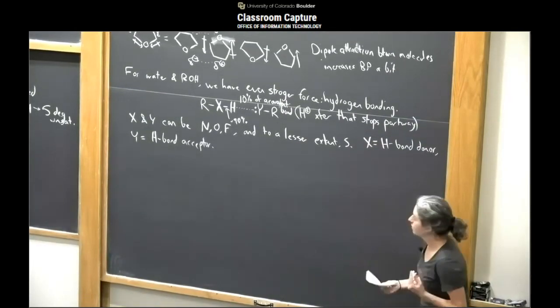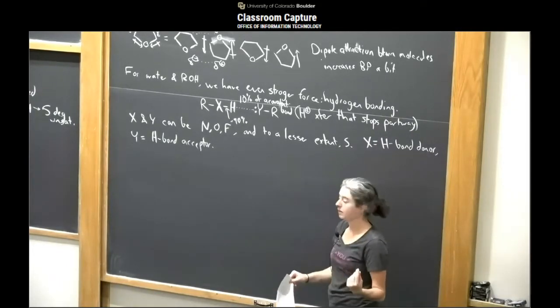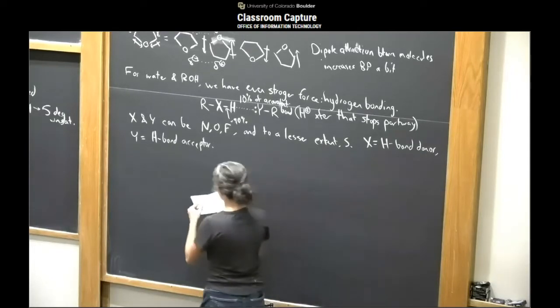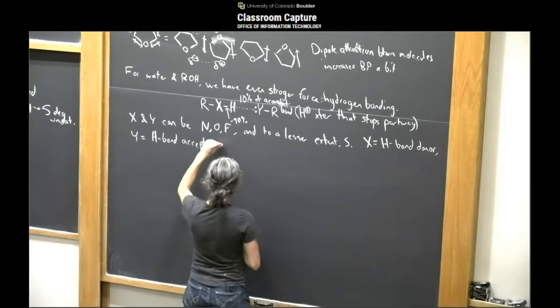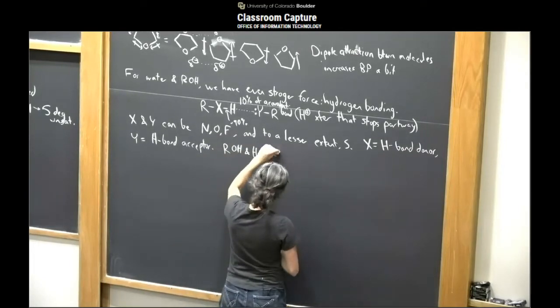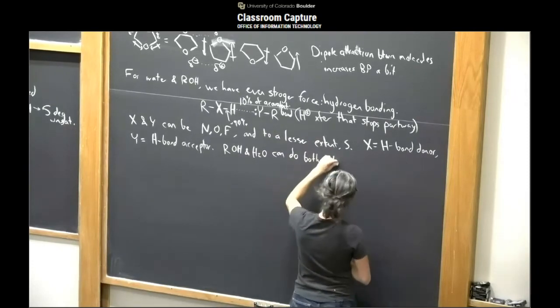All right, so we know that water can be both an acid and a base. It can be a proton acceptor and a proton donor. Turns out this works the same for H bonds as well. So they can do both roles.